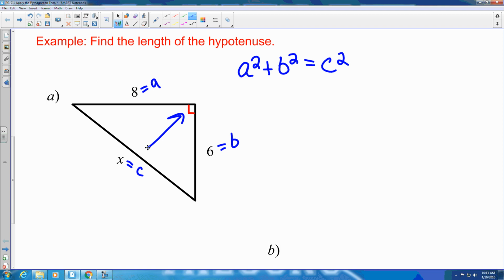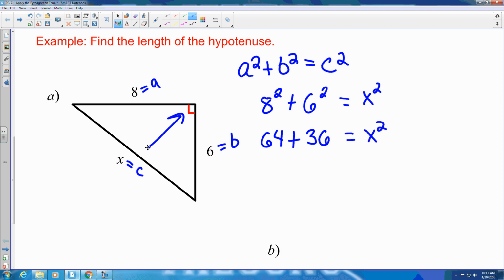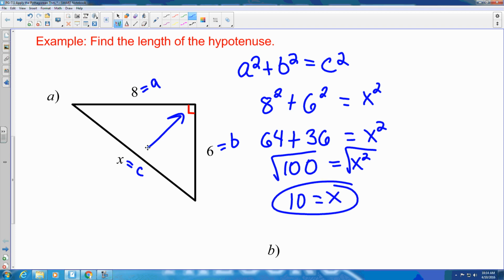So I go over here and I just plug them in. I'm going to say 8 squared plus 6 squared is going to equal x squared. And now, because of order of operations, we must take care of the exponents. So 8 squared is going to give me 64. 6 squared is going to give me 36. And then I'm just left with x squared on the right-hand side. So 64 plus 36 is 100. And to find the value of x, I must take the square root of both sides. The square root of 100 is 10, so x is 10.